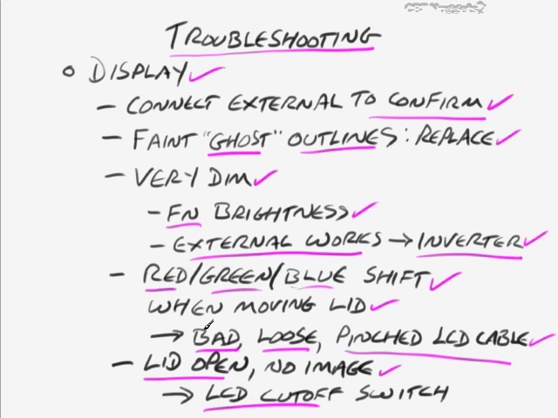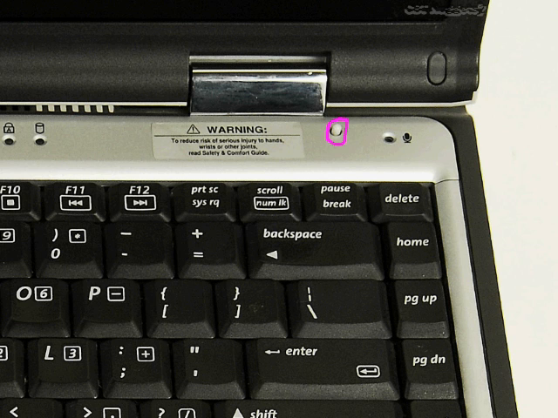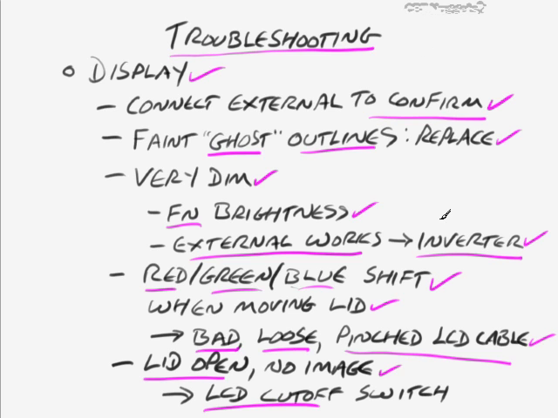So if the lid is open but there's no image, it could be that this LCD cutoff switch is stuck down. There might have been some debris. Maybe somebody was eating a candy bar around it and some chocolate got down in there. Who knows. It could be stuck down or something like that. You might need to clean it out or otherwise replace it.